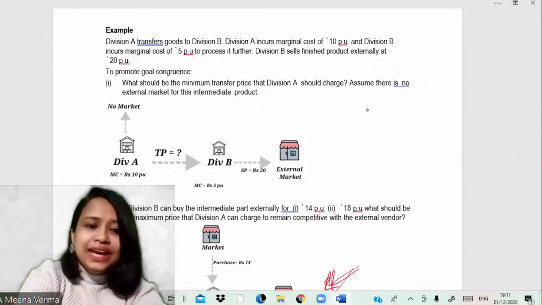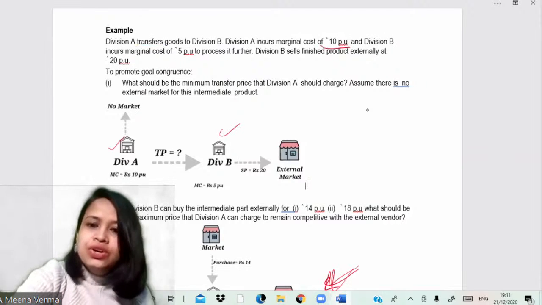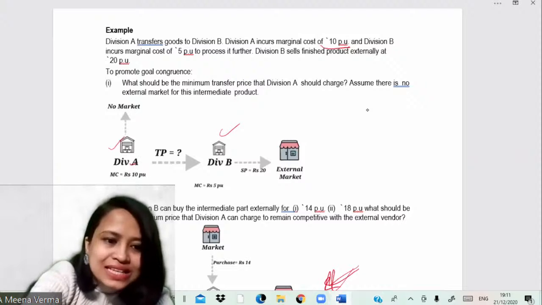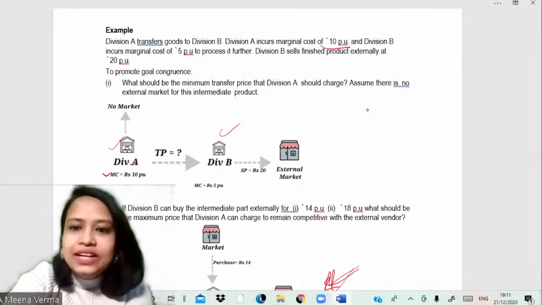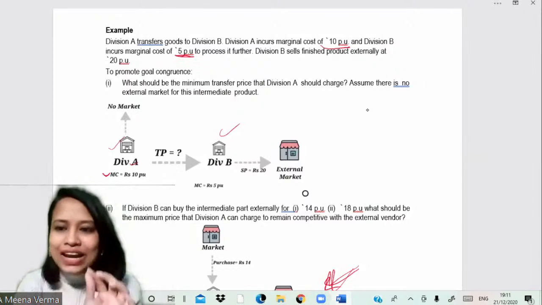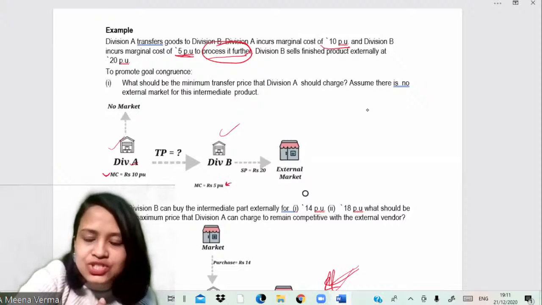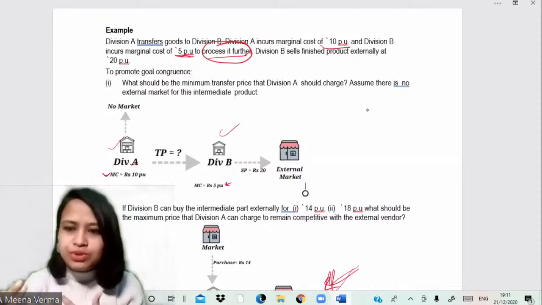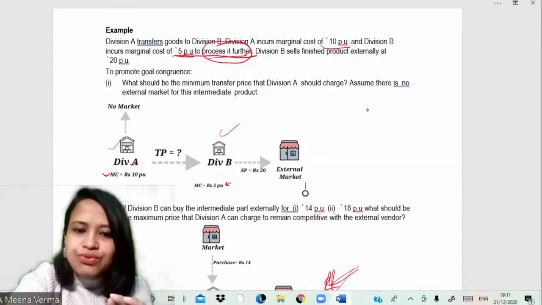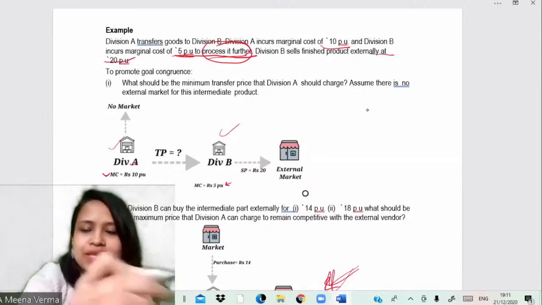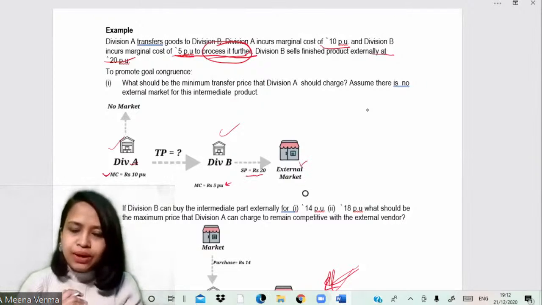Now see, division A transfers goods to division B, incurring marginal cost of rupees 10 per unit. So division A is incurring marginal cost of rupees 10 per unit for the goods which they are producing in their division. And division B incurs marginal cost of rupees 5 per unit to process it further. Remember, this is the additional marginal cost which you are incurring in division B for further processing of the goods. It is clearly mentioned here, rupees 5 to process it further. Division B sells the finished product externally at rupees 20 per unit. This division B is selling these goods to the external market at rupees 20 per unit.